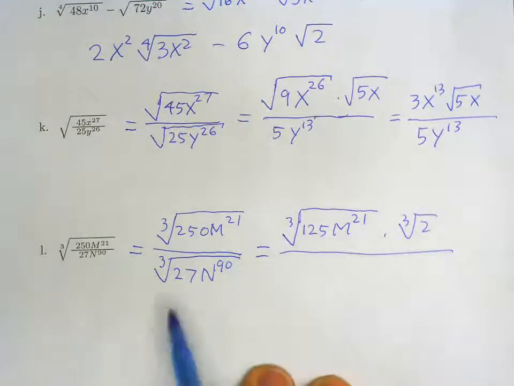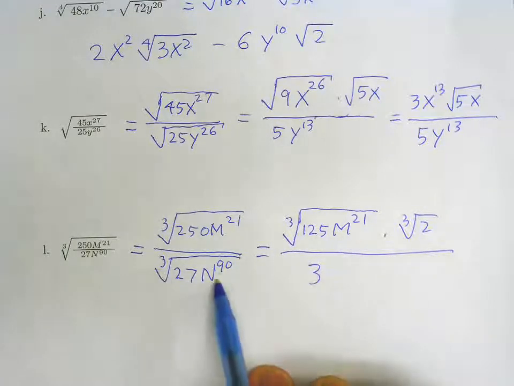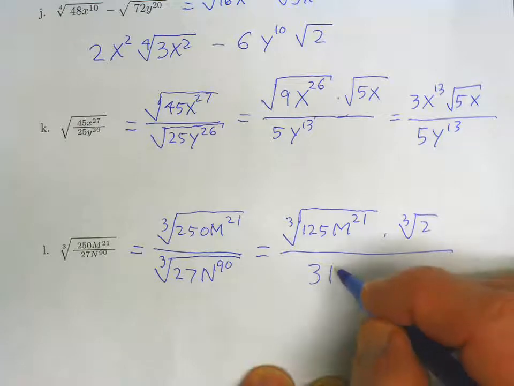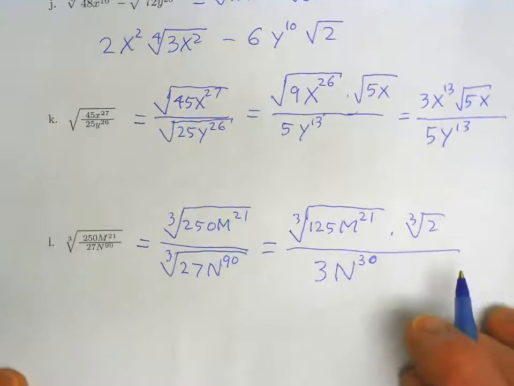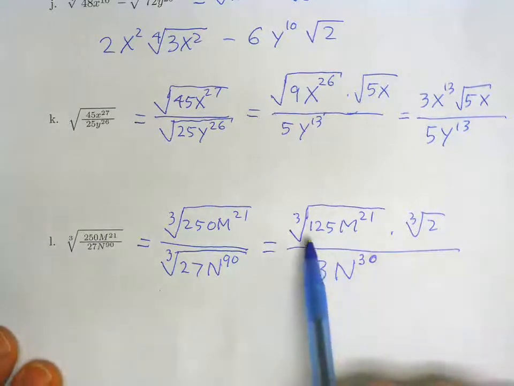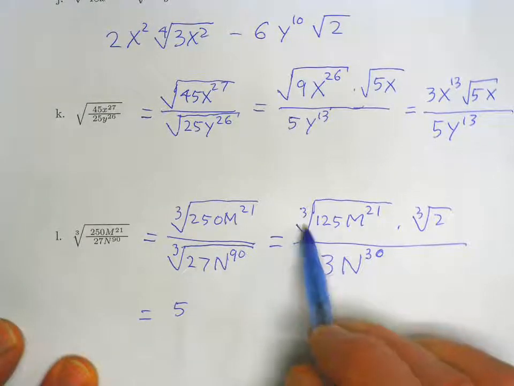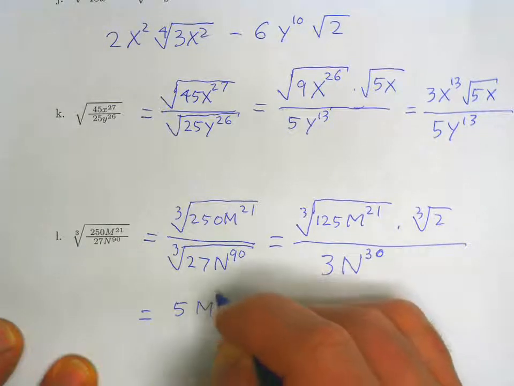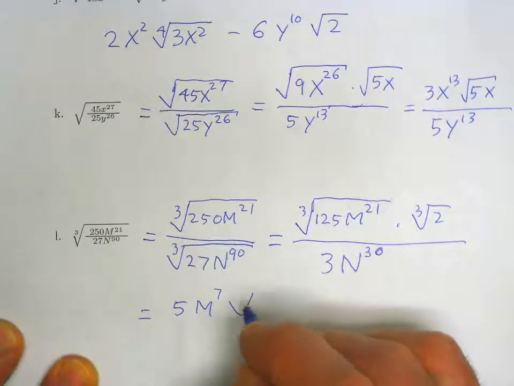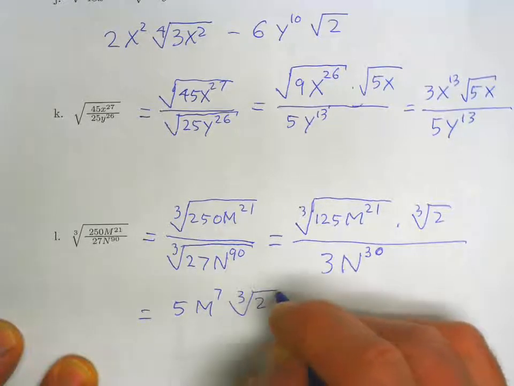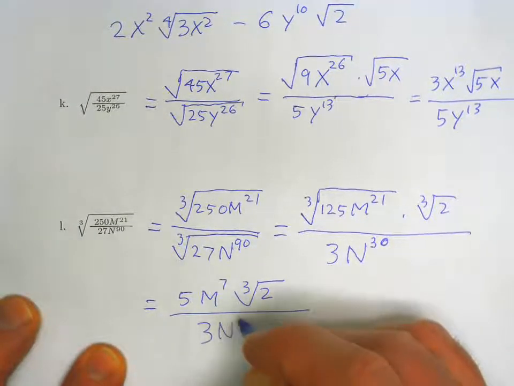And in the denominator, we can go ahead and simplify this. The cubed root of 27 is 3. The cubed root of n to the 90th is n to the 30th, because 90 divided by 3 is 30. And then finally, in the last step, the cubed root of 125 is 5. Cubed root of m to the 21st is m to the 7th. 21 divided by 3 is 7. So the numerator is 5 times m to the 7th times the cubed root of 2. And then in the denominator, we just have 3n to the 30th.